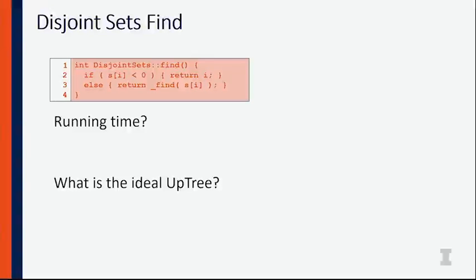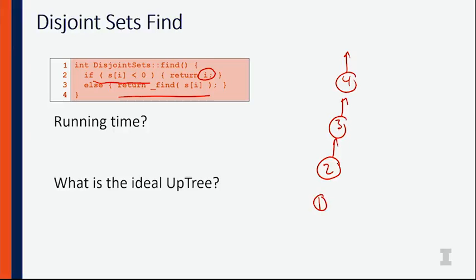Let's look at that. The find algorithm is simply going to say, if the root node of the tree is less than 0, so if it's negative 1, we know we found the identity element. Otherwise, we need to recursively call the find algorithm to look at the element that's denoted inside the array itself. So that means if we have an uptree that has 4 at the root, then 3 underneath that, 2 underneath that, and 1 underneath that, the running time of this algorithm is going to be proportional to the height of our uptree. Because notice, finding 1 means we have to look at 2.